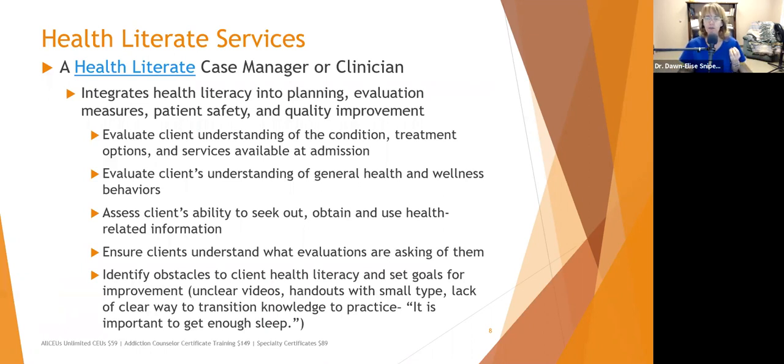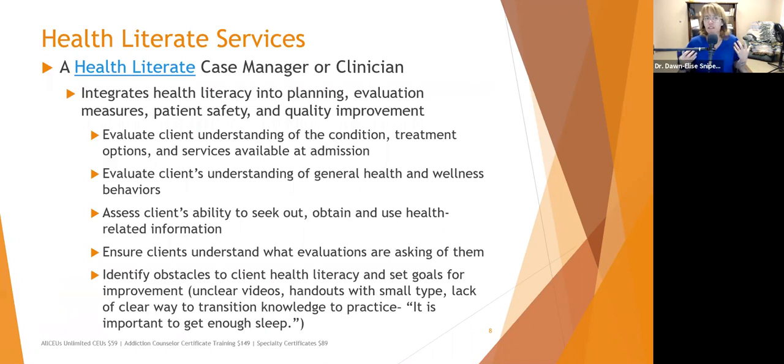We want to ensure clients understand what our evaluations are asking of them. If you're administering tools to them, we need to make sure that they're answering in a way that the tool expects them to answer, especially these pen and paper tools.